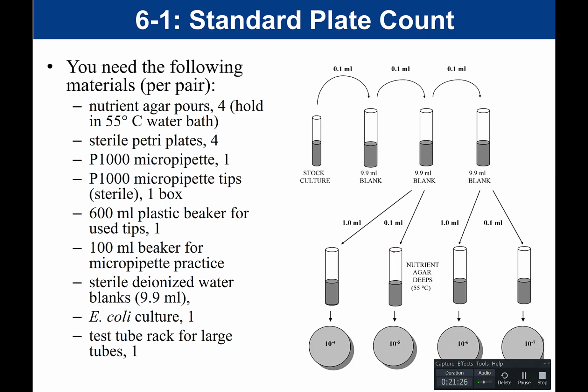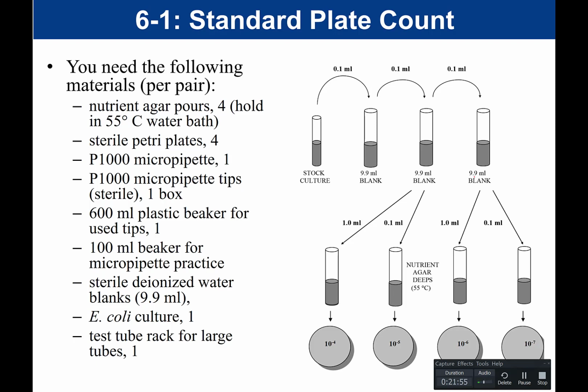You would have a plastic beaker to put used tips in. We call it a tip waste beaker. You would have a 100 milliliter beaker for micropipette practice, meaning it would have the dye to practice with. You would need sterile deionized water blanks, 3 of them, right? You need 3 tubes that have 9.9 milliliters of sterile deionized water.